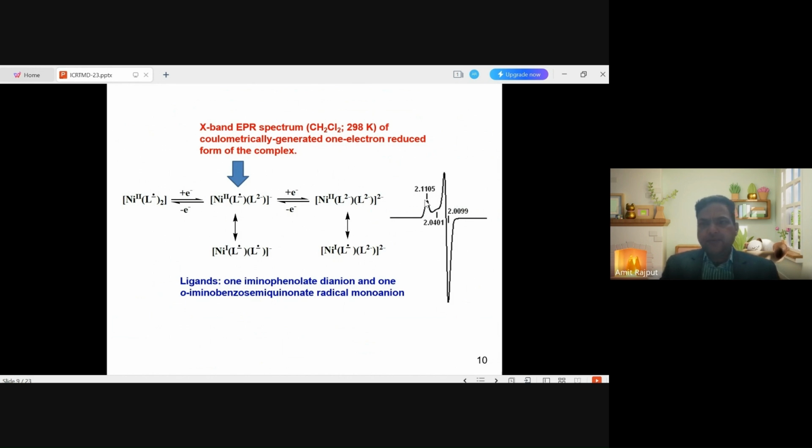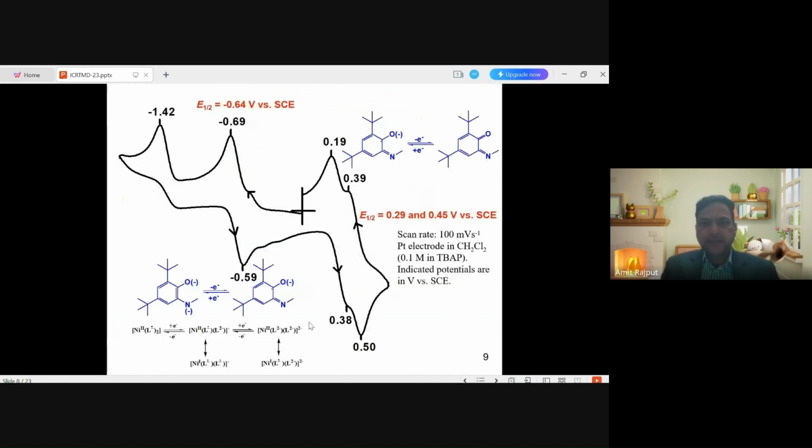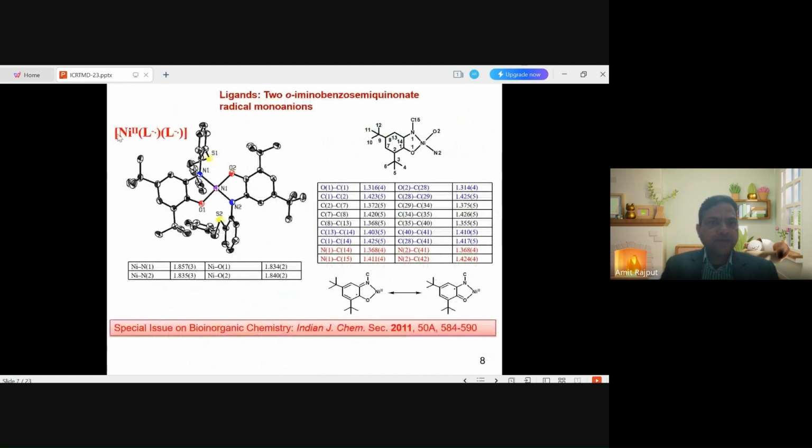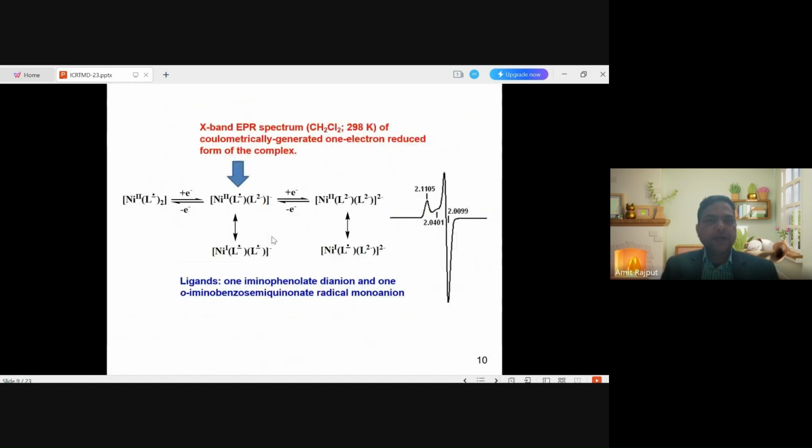If we see this EPR, what is actually going to happen? Starting, the complex was like this one, nickel with this semiquinone. When this accepts one electron, the one electron accepted by the ligand can become the dianion. Now it is maybe possible that one electron can go to this part, that is the metal, so nickel(I) semiquinone form.